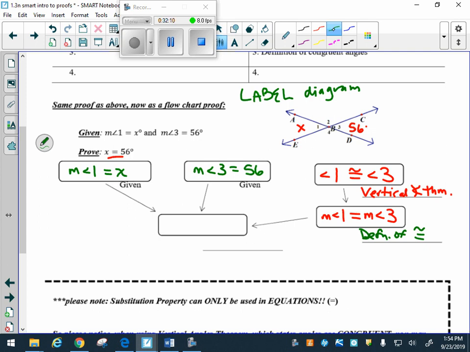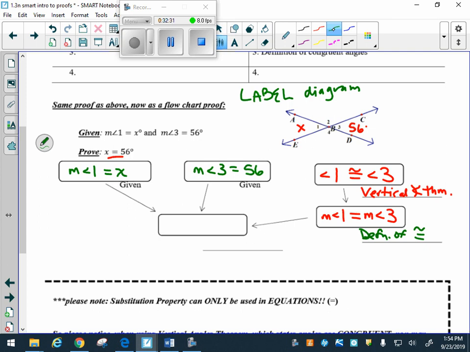Well, no, you would never use the word congruent with a number. Because you're just talking about geometrically in this diagram, angle 1 is congruent to angle 3. Therefore, the measure of angle 1 equals the measure of angle 3.